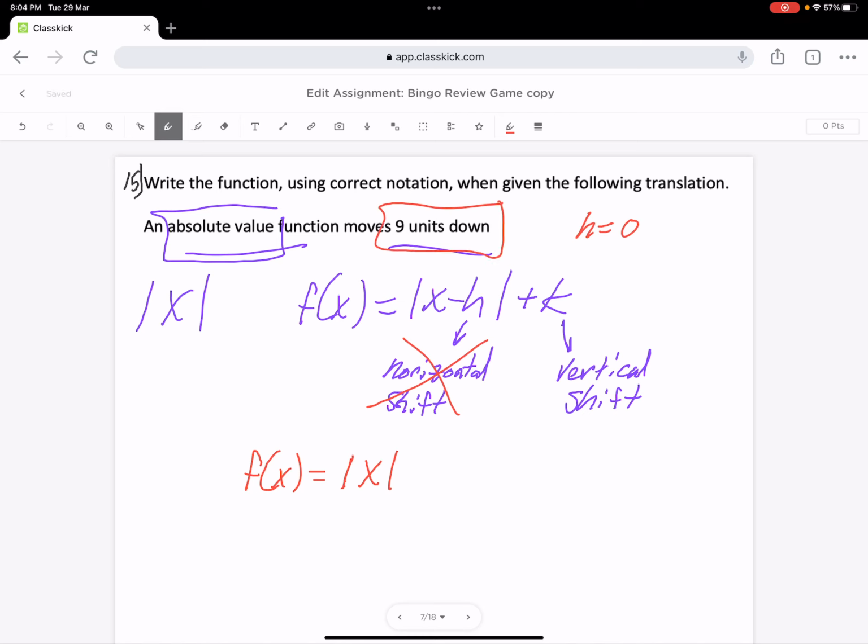Since we're going 9 units down, that's our vertical shift, and that means it is going to be a minus 9 on the outside, because we move vertically. If it's up, it's a positive number. If it's down, it's a negative number. So there's really no tricking you on that one. It's all intuitive when we're moving up or down. All right, so this is our answer here.